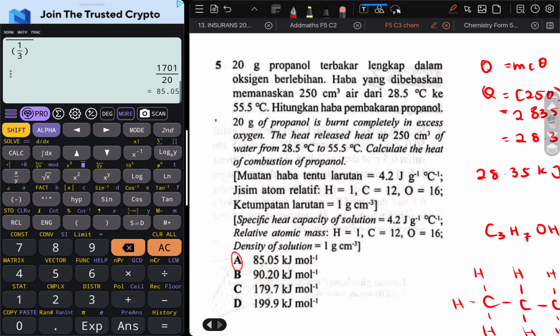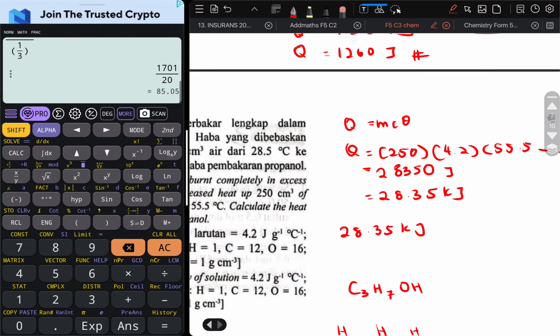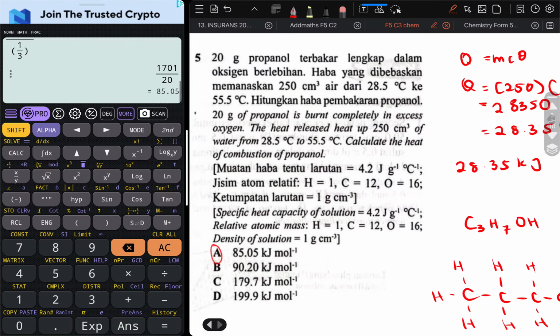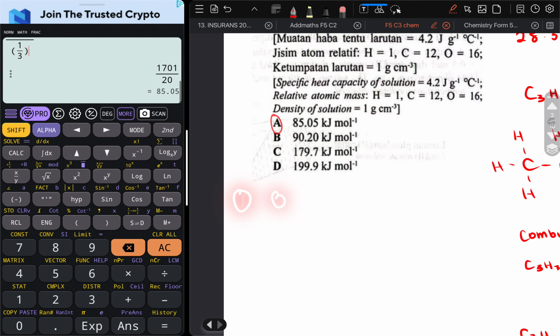So you can read this question. So 20 grams is burned completely in excess oxygen, and the heat released heats 250 centimeter cube of water and increases the water temperature. So we need to calculate the heat of combustion. So this seems easy, right? So from this question, I know that what I need is to find the value of Q, and then next I need to find the value of delta H.